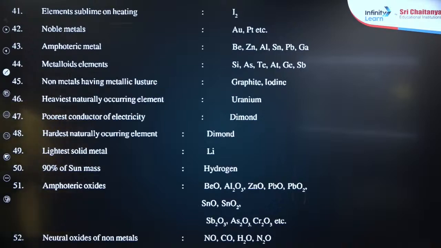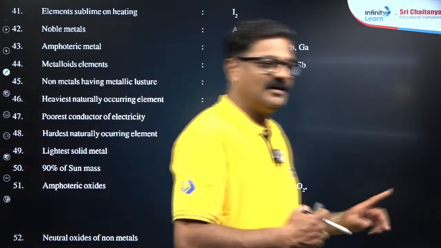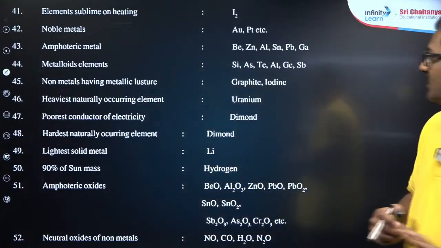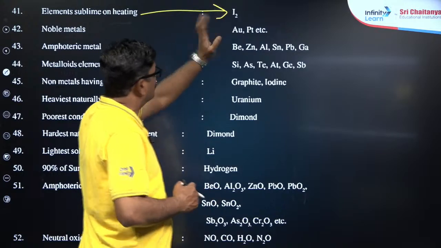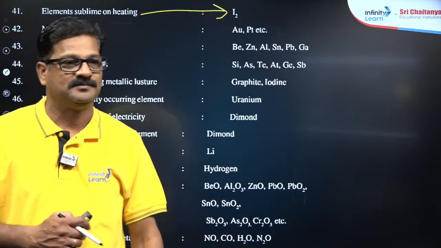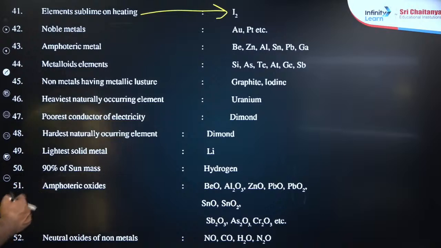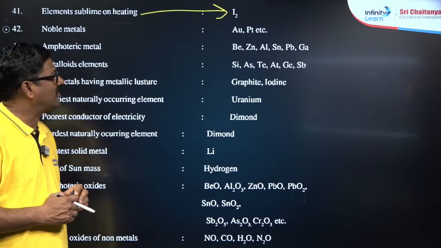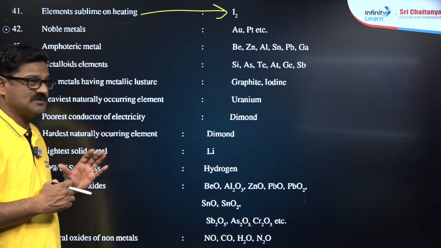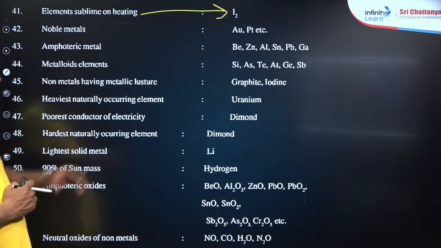Next, 52. I said 50, but I am giving you 52, and after this slide there are questions now. Okay, come on, elements that sublime on heating: iodine, when you heat it, is going to sublimate. Noble metals, Au, Pt. Why? Because they don't react with oxygen. And amphoteric metals, beryllium, zinc.